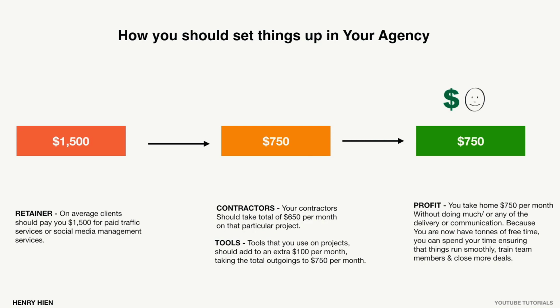So again, the contractors maybe will take up $650, and then the extra tools that you use in the agency are going to take up $100 per month. So that makes $750 total. So the remainder, the profit that you are going to take home, now obviously you've given out $750, you've got another $750 that is literally profit for you just closing the sale, because you've got the contractors and tools taking up a big chunk of the work in the agency.